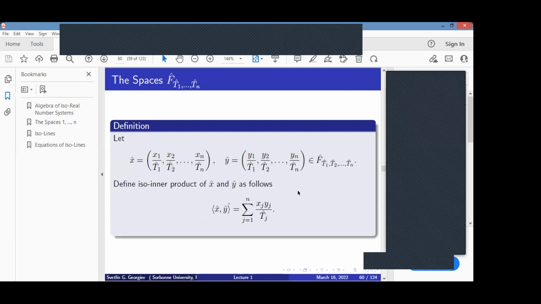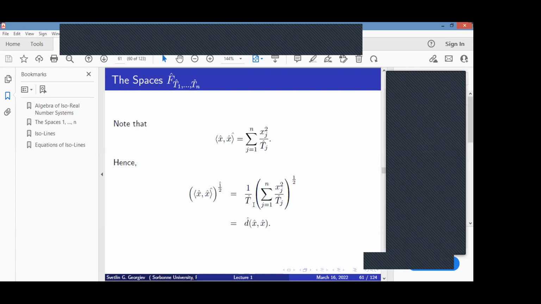Now we'll define the iso inner product. If we take two iso points \hat x and \hat y, then the iso inner product of \hat x and \hat y is defined with this expression. Here we give the iso square, which is given in this way. And now we give a relation between the power of the iso square and the iso distance.